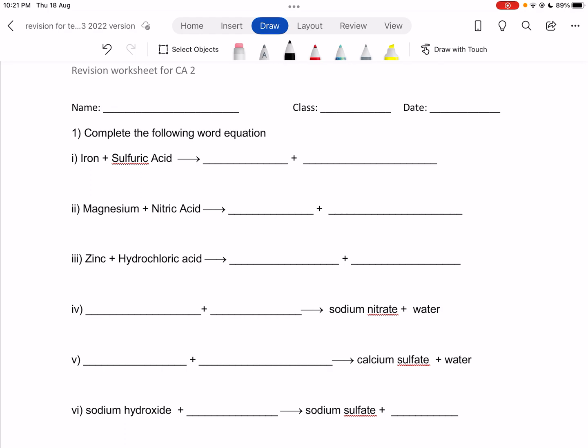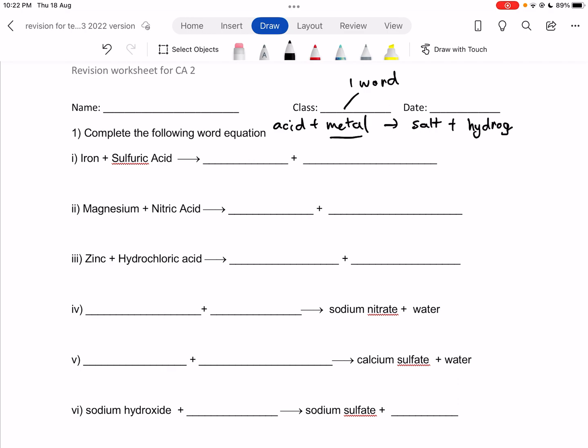So the first one, you are required to complete the following word equation. Let's look at the type of reaction we have. Basically the first three down here are acid plus metal. How do you see it's a metal? Normally metal is just one word. You will get your salt plus hydrogen.